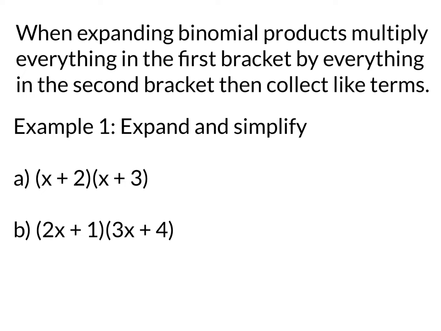When expanding binomial products, we multiply everything in the first bracket by everything in the second bracket, and then we collect like terms. So let's have a look at example 1. We're just going to start with all positive numbers to make it easy. So our first one's x plus 2 multiplied by x plus 3, and our second one's 2x plus 1 multiplied by 3x plus 4.